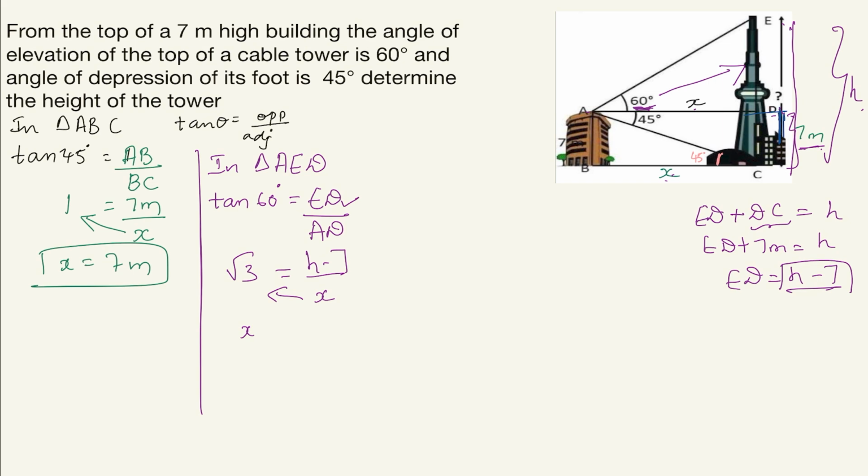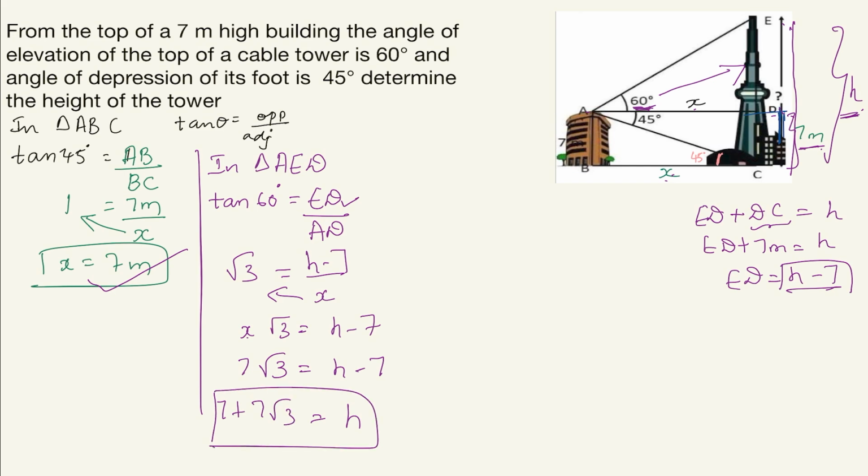Taking x to LHS, x into root 3 is equal to h minus 7. What is the value of x? It is 7 meter. 7 root 3 is equal to h minus 7. Since I need the value of h, take 7 to LHS, that is 7 plus 7 root 3. This is the value of h. What is h? H is the height of the tower. And what are we supposed to find? We are supposed to find the height of the tower. Therefore, height of the tower h is equal to 7 plus 7 root 3 meter.